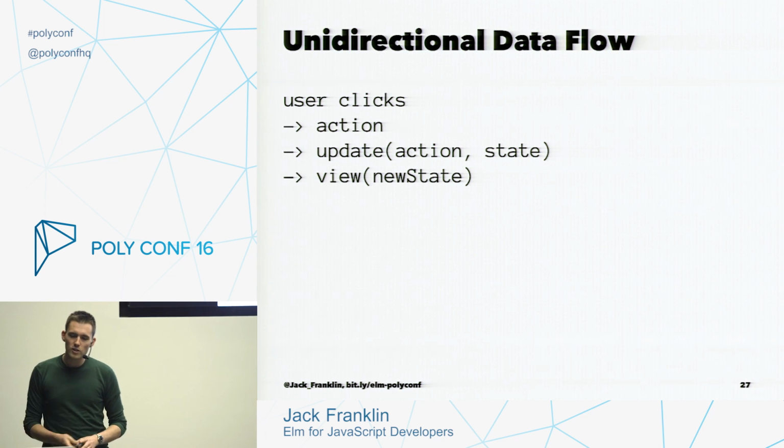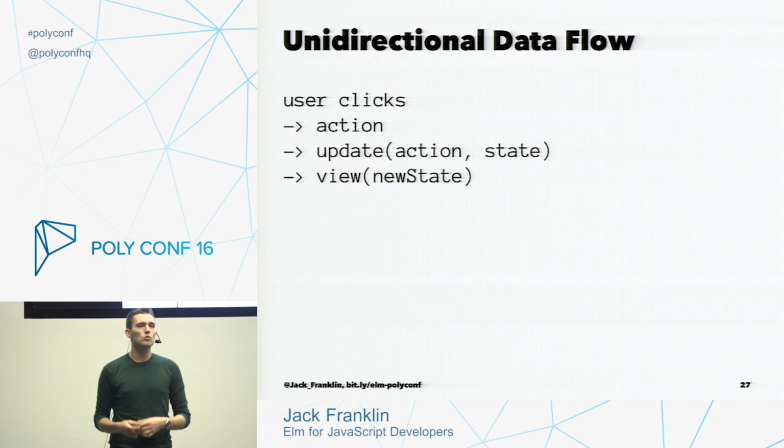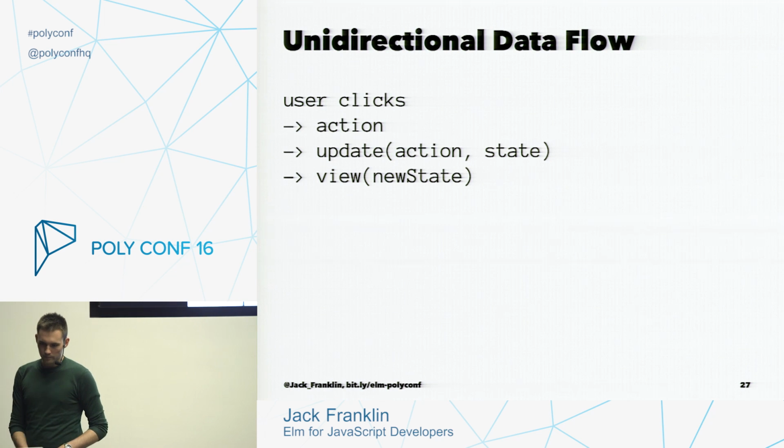And this is kind of described as a unidirectional data flow. So the user clicks, an action happens, an update function is called, that gives us back some new state, and the view then renders that new state.